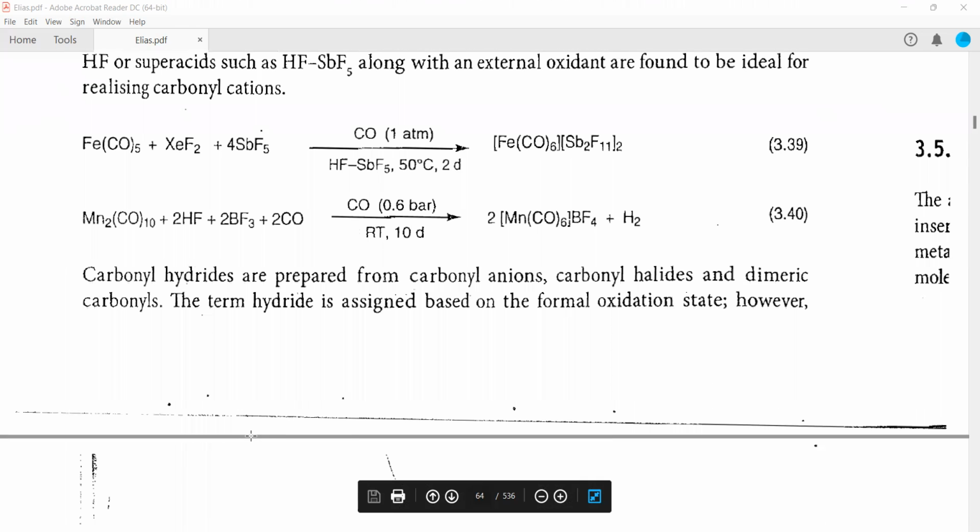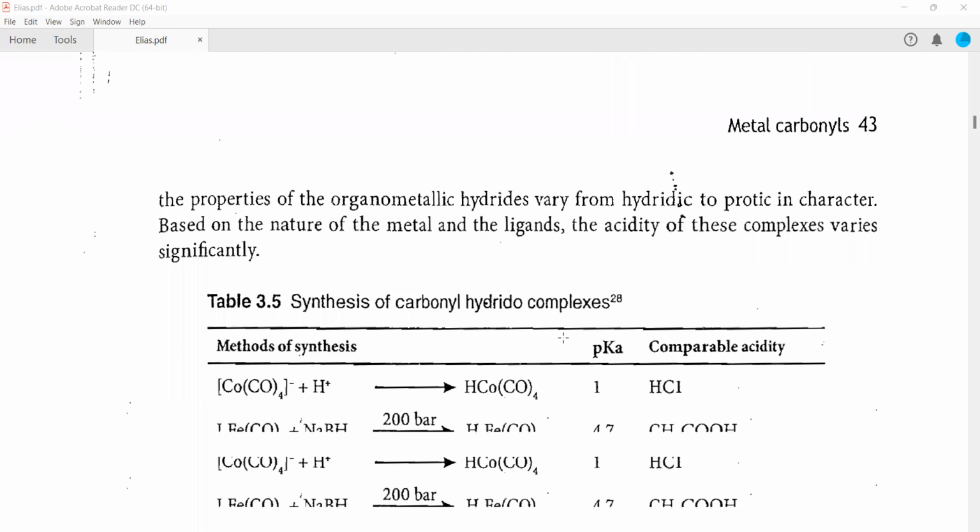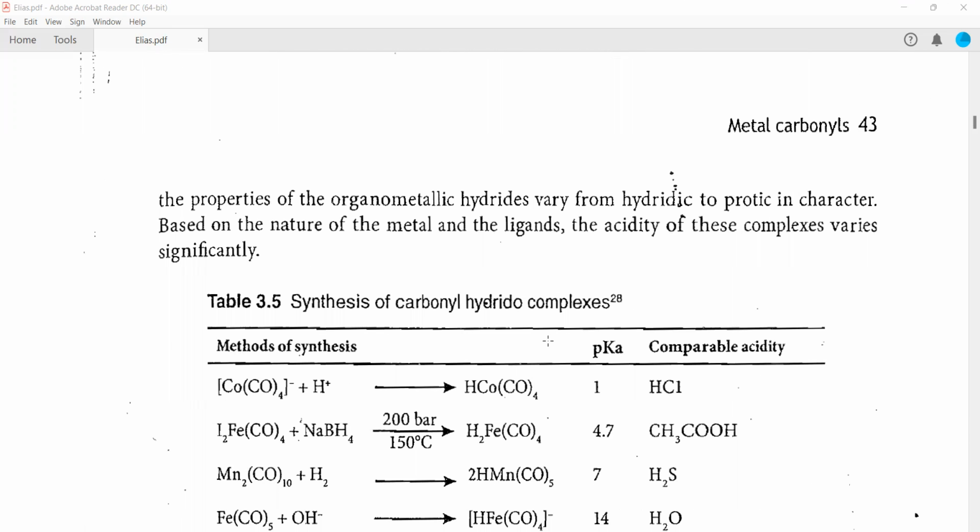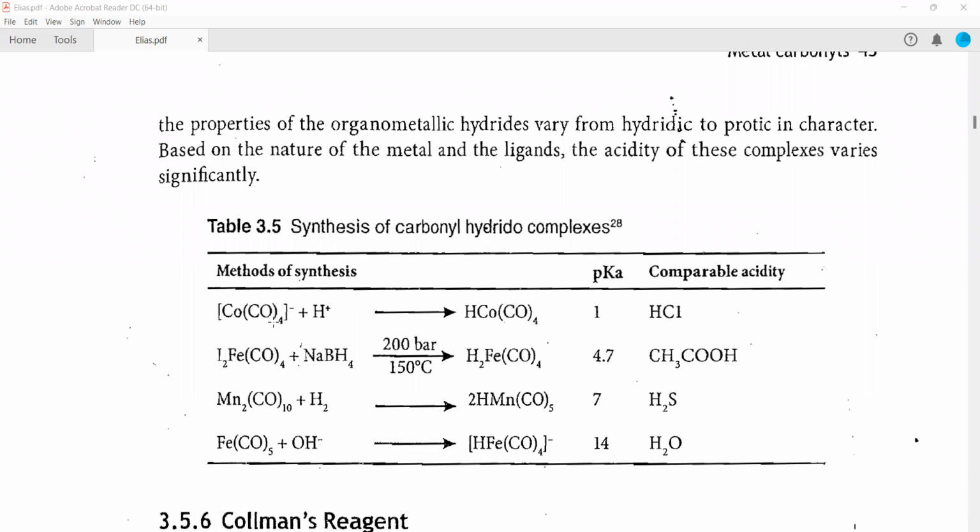Carbonyl hydrides are prepared from carbonyl anions, carbonyl halides, or dimeric carbonyls. The term hydride is assigned based on the formal oxidation state. However, the properties of organometallic hydrides vary from hydridic to protic in character. Based on the nature of the metal and the ligands, the acidity of these complexes varies significantly. Now, synthesis of carbonyl hydride complex. How can you get it?